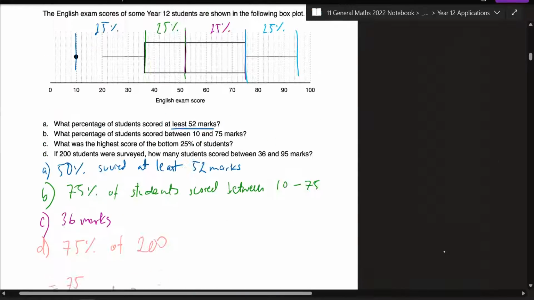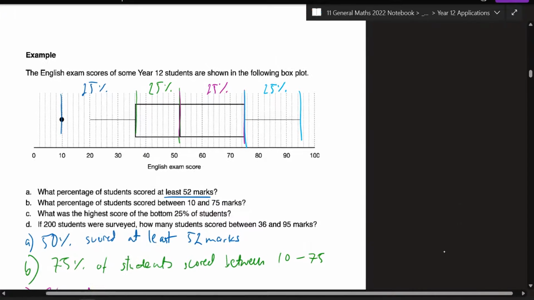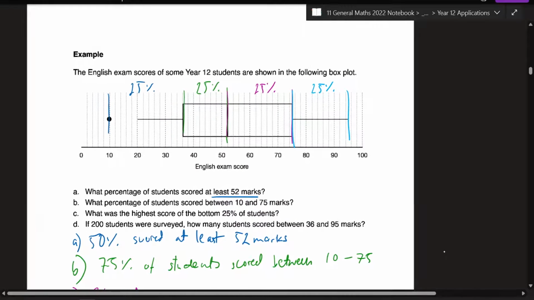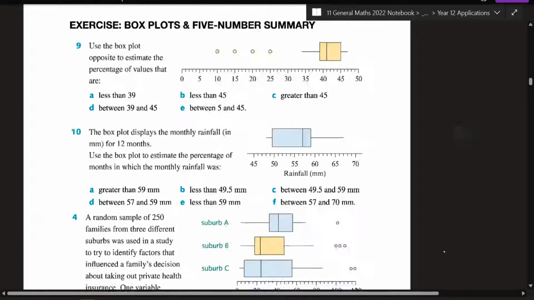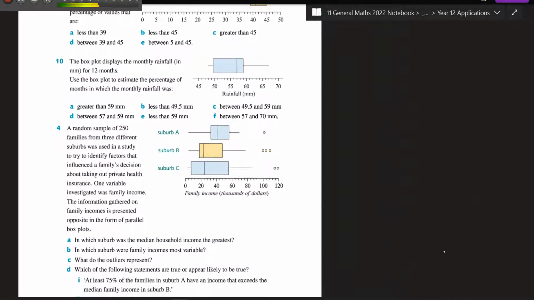It's more or less the same thing. Any questions with that? Everyone get it? Yeah, not too hard. All right, so go ahead and do those questions for the 5-number summary, and we'll do the other example later.